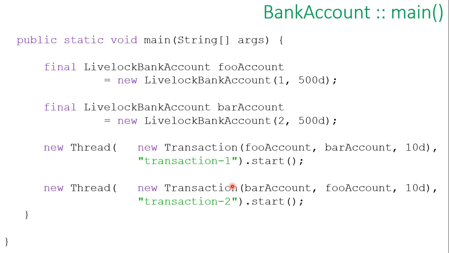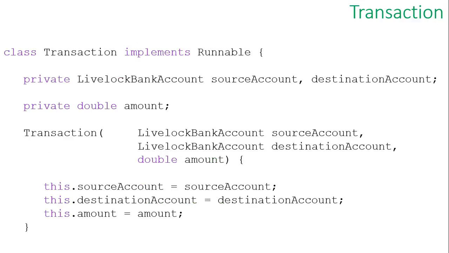Another thread is going to be running a transaction that's going to go the opposite way. So from bar account to foo account for $10. I'm going to call it transaction 2. So the only thing we didn't define so far, I think, is the transaction class. So transaction class implements runnable, just like before, a source and a destination account, but this time they are livelock bank account. So I'm using my new class for this code example. There's an amount. The constructor works as with the previous example of transaction class that we saw. So set the source account, set the destination account, set the amount. All of those are passed as parameter and assigned to the corresponding fields.